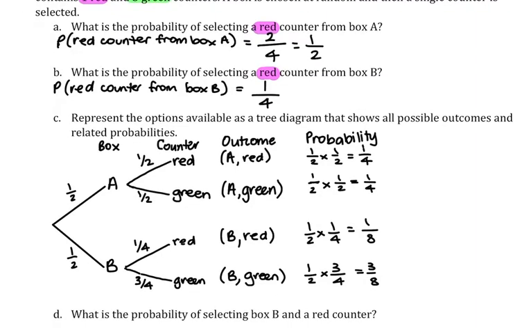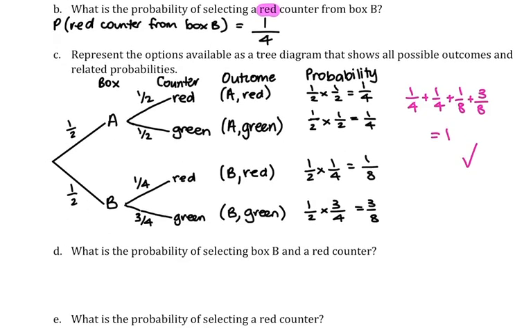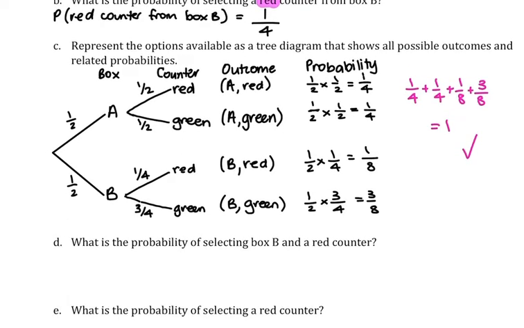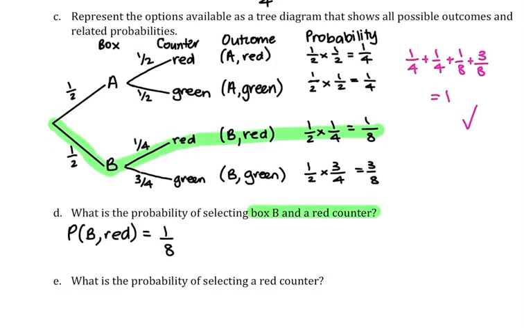Now, if you ever want to check that you've got your probability correct, you just have to add your probabilities together and they should equal 1, and that's how you know you've got it correct. Now, what is the probability of selecting box B and a counter red? So box B, counter red, that's this outcome here. And so the probability of B and then red, we calculated up here already, which is 1/8.